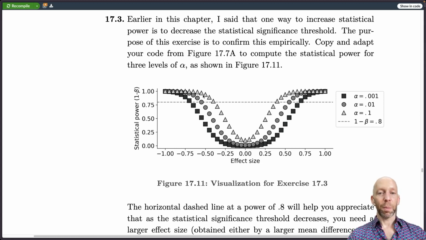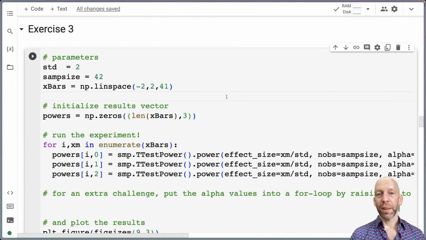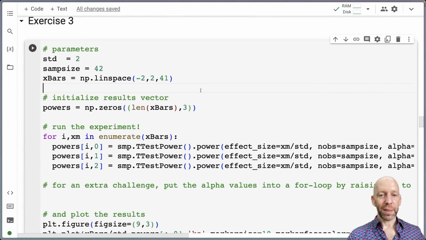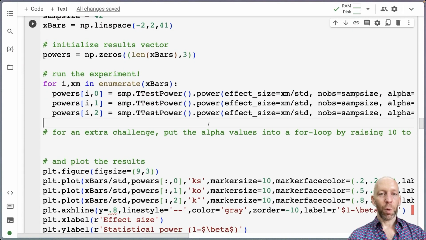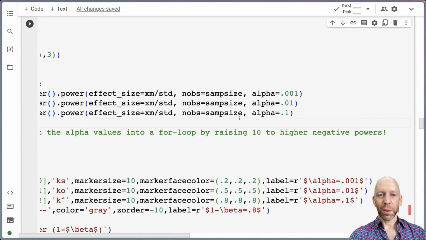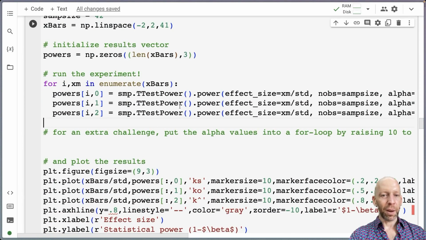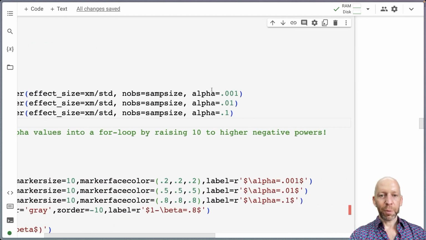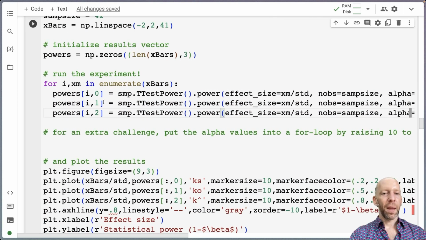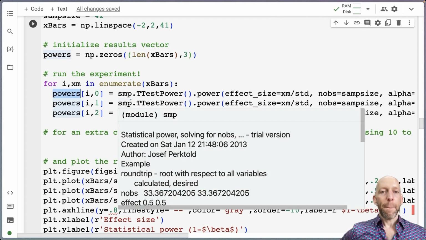Okay, so I have a couple of remarks to make about this after I show you the code. The coding aspect of this exercise is not super difficult because you're really just copying and pasting from exercise 1. You can see these 3 lines of code are basically identical, except for the alpha. Here I'm hard coding it to be 0.1, 0.01, and 0.001. And of course, that goes into different indices into this powers matrix.